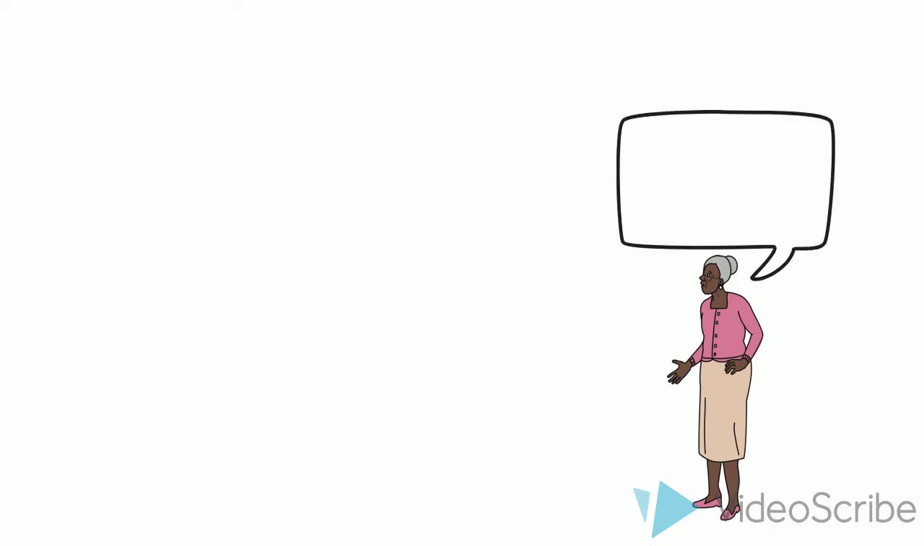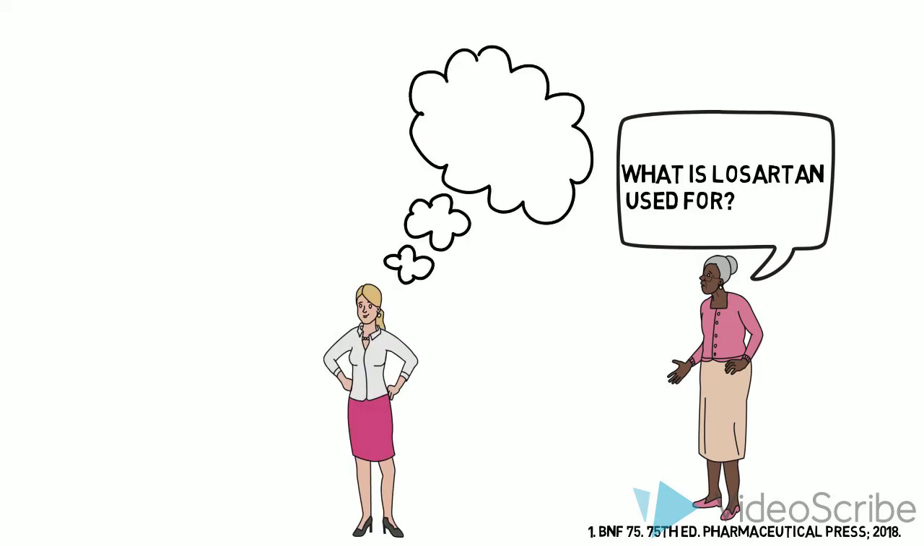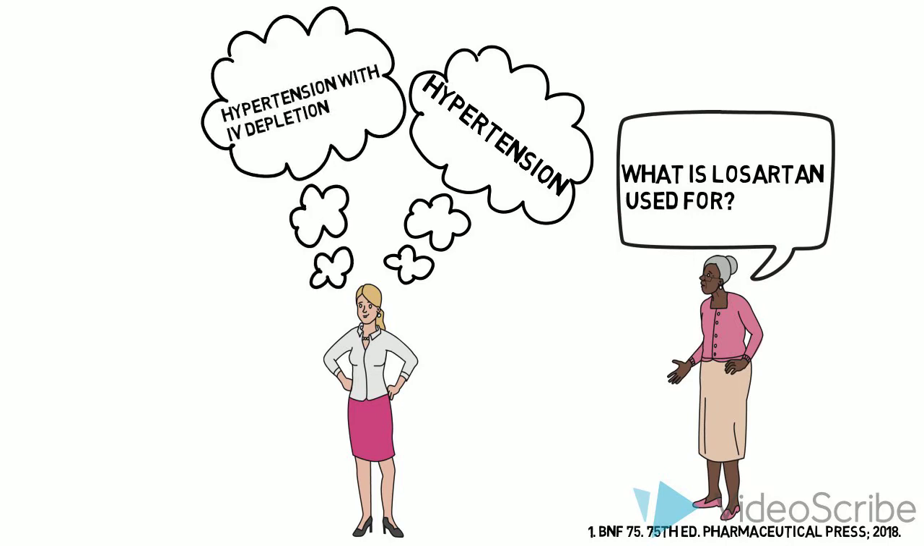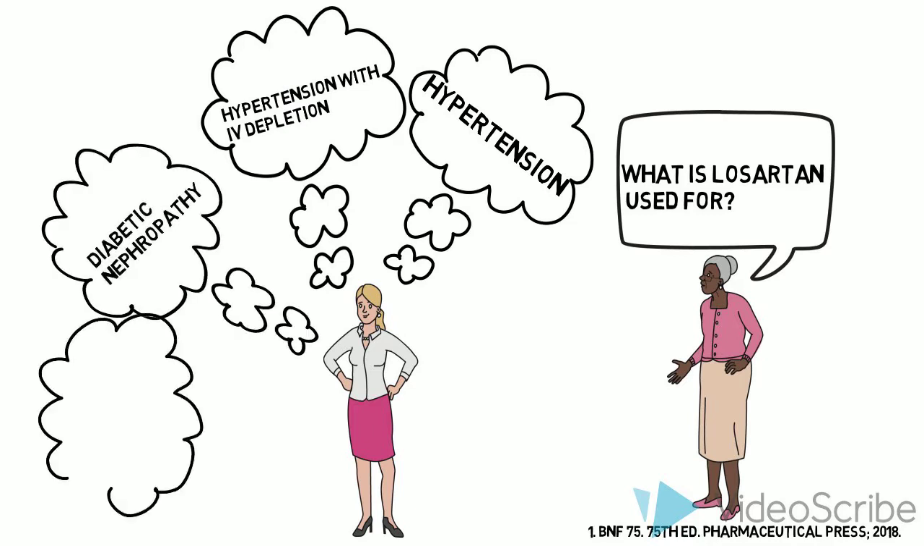Losartan is an angiotensin II receptor antagonist, or known as ARB for short. According to the NICE guidelines, Losartan is used to treat hypertension, particularly in the elderly and people of Afro-Caribbean origins. It is also used for hypertension with intravascular depletion and diabetic nephropathy, as well as chronic heart failure. Okay, but how does Losartan do this?